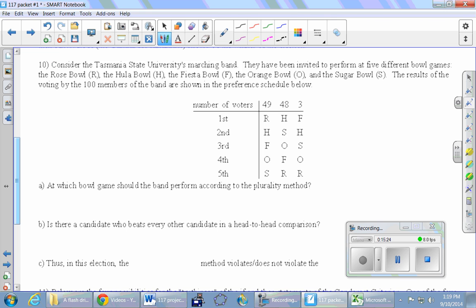R, the Rose Bowl. So we'll say R has 49, H has 48, and then F has only 3, right? So definitely the Rose Bowl wins the plurality method, yes? Did the Rose Bowl have a majority of first place votes? No, right? They didn't have more than half. They had more than anybody. Unless there's a tie, you'll always have somebody with more than anybody. But the only time that other thing we just talked about comes in is if somebody has more than half.